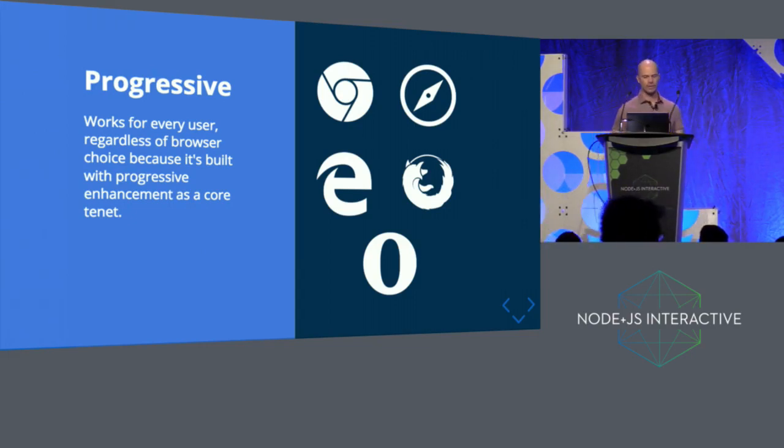Basically what we're trying to do is make sure that regardless of the browser the user is using to view your web application, it should work. It doesn't have to support all of the same functionality in every browser, which is where the progressive enhancement comes in. But at least there should be a base amount of functionality.